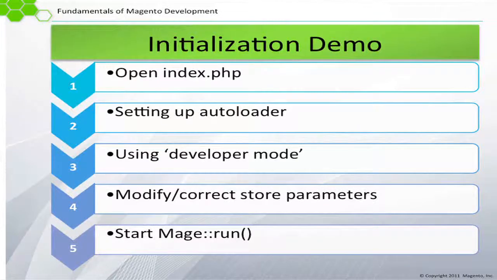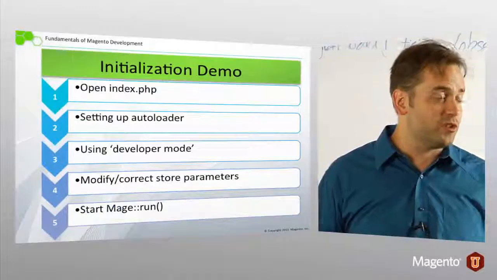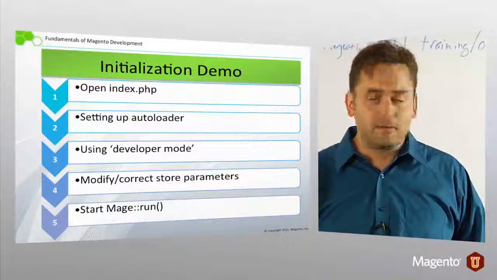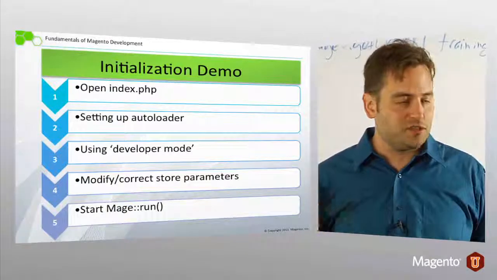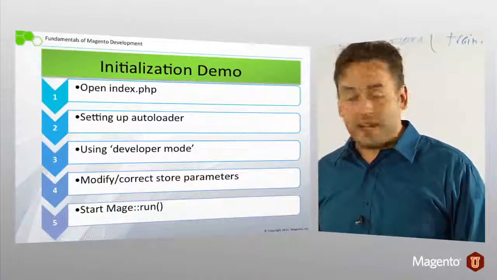Okay, we've actually done pretty much all of these. We've already opened up index.php. We've looked at the autoloader. You remember from yesterday, the variant autoload class. If you just want to look at how that works, it's all right in there. We enabled developer mode.